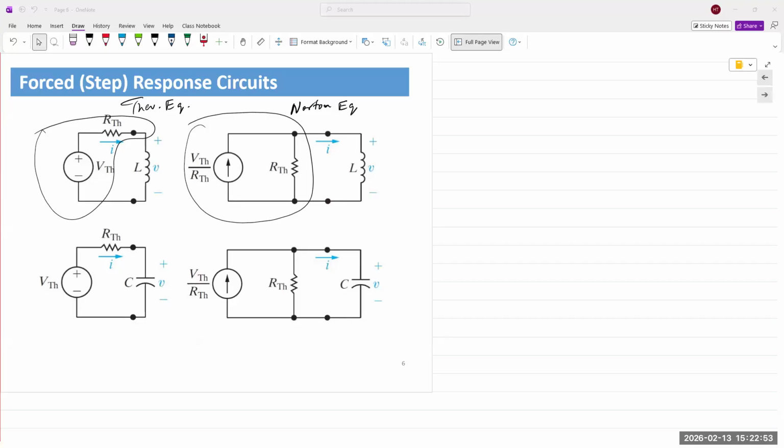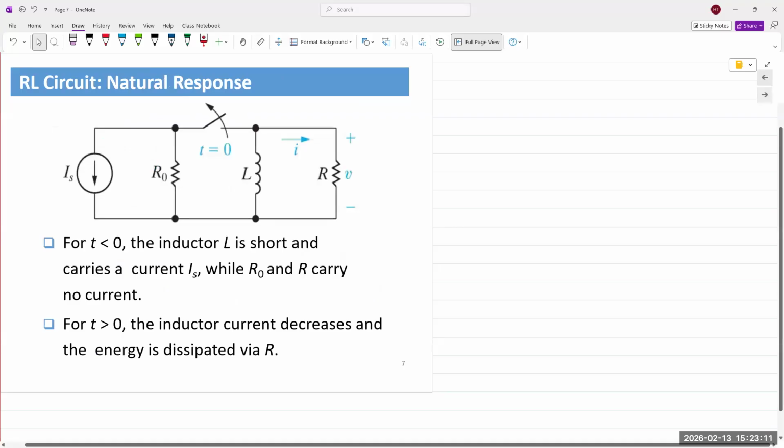All right, there are 4 circuits, and all 4 of them are very similar in terms of explanation and derivation. So we're going to look at the first one and then breeze through the next 3. All right, so here's the natural response.